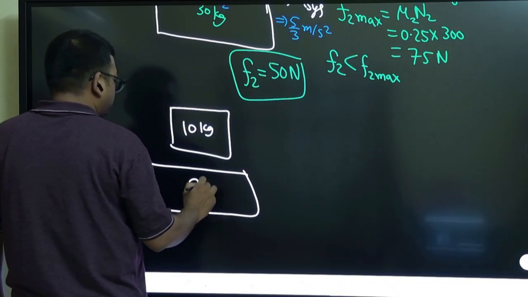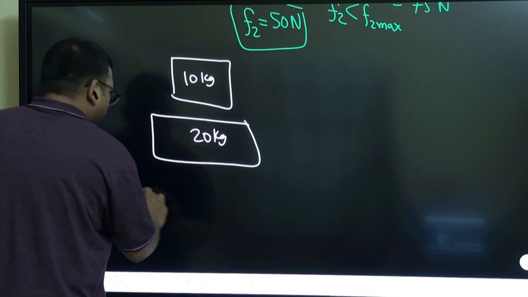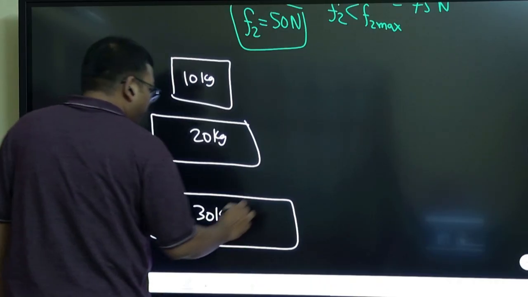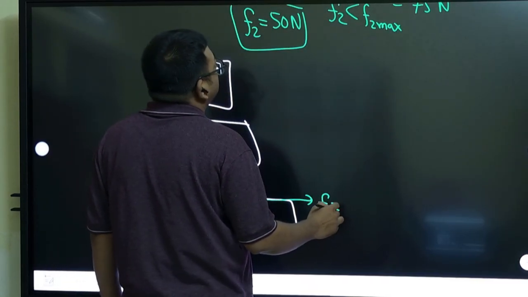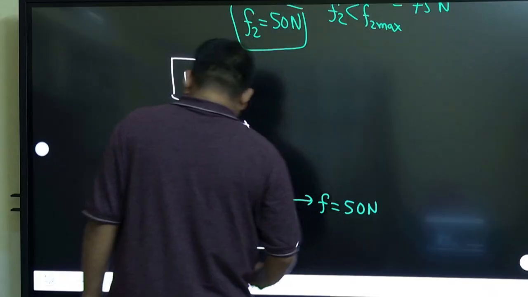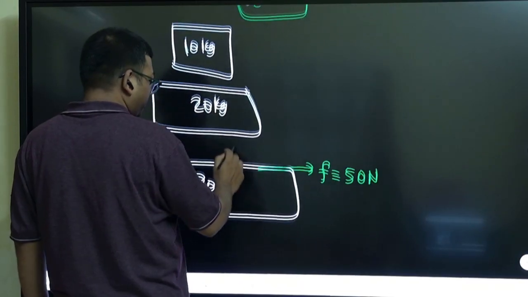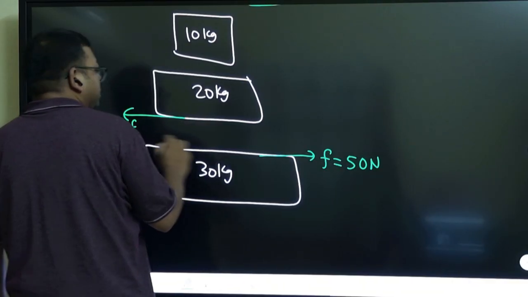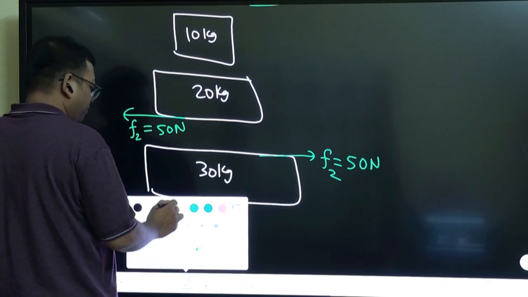So 10 kg, 20 kg, 30 kg, all that. Just now we have seen that friction is acting here, and this friction we have just now calculated. The friction, 50 Newton, was there. Yes, that friction is 50 Newton, correct. So the same friction is also acting on this surface because they are interacting. This is F2, F2, right? 50 Newton interaction forces. Okay.